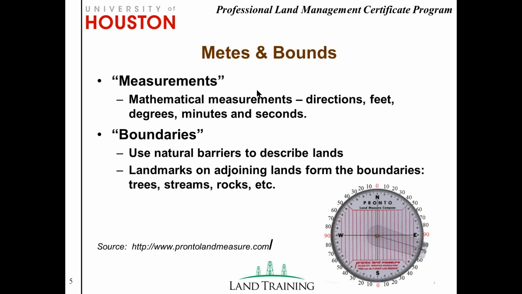So it's using these natural boundaries as the boundary part of it, and then the measurement part of it is these degrees. So the measurement is directions. So this is north, south, west, and east. And these are the different degrees here. So this would be 40 east. It's on the east side. So this is a compass that I purchased from this company, Pronto Land Measurement Compass.